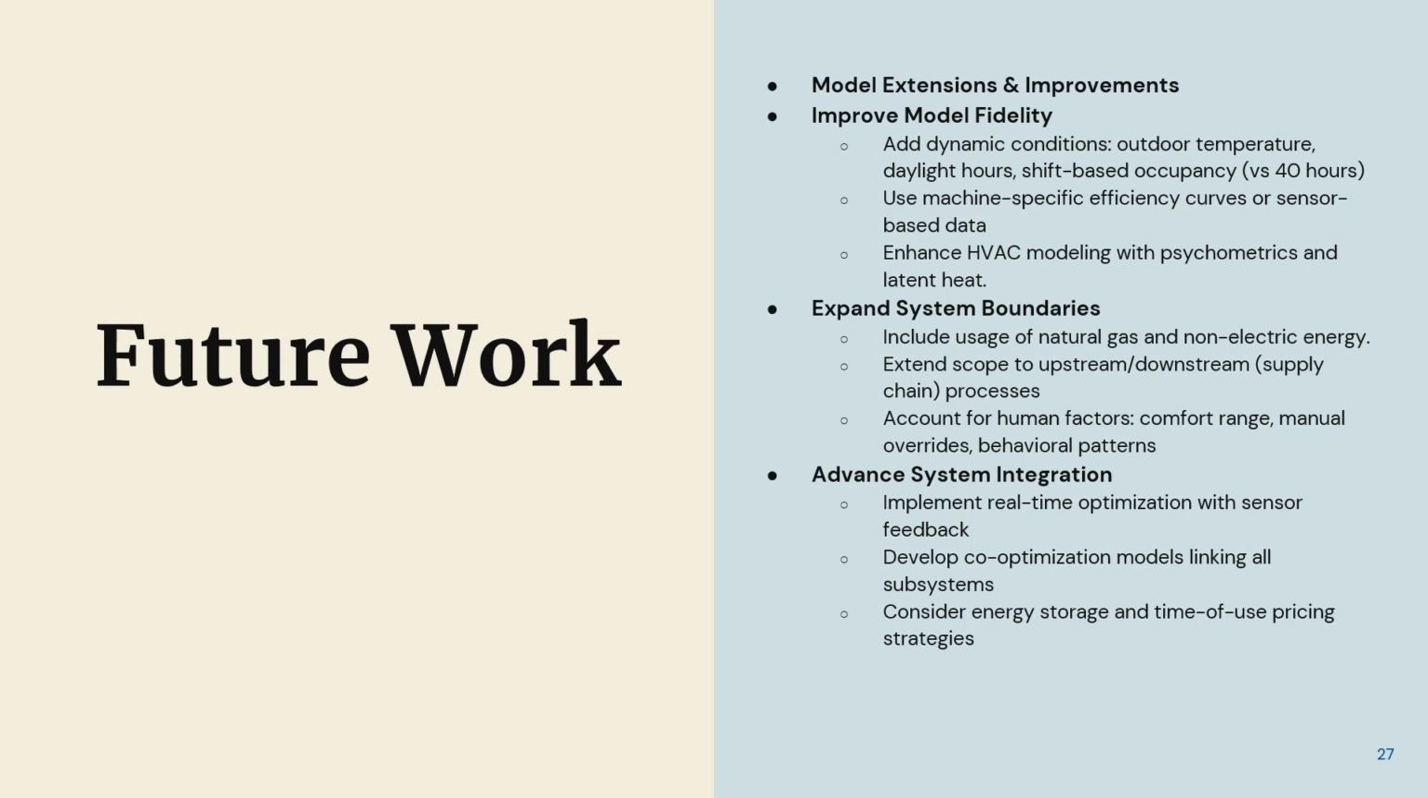For the system boundary, we can do some enhancements, including natural gas consumption to better reflect the total energy usage, and extending the boundary to capture the supply chain related, as an example, the embedded energy and the raw material. We can also account for human behavior by modeling adaptive comfort ranges, shift schedules, or even the manual overrides in the controls. At the end, the integration and real-time optimization. We can develop an optimization framework that can adjust variables dynamically, integrating all three subsystems in a co-optimization framework for the interdependencies, also including energy storage systems or demand strategies.